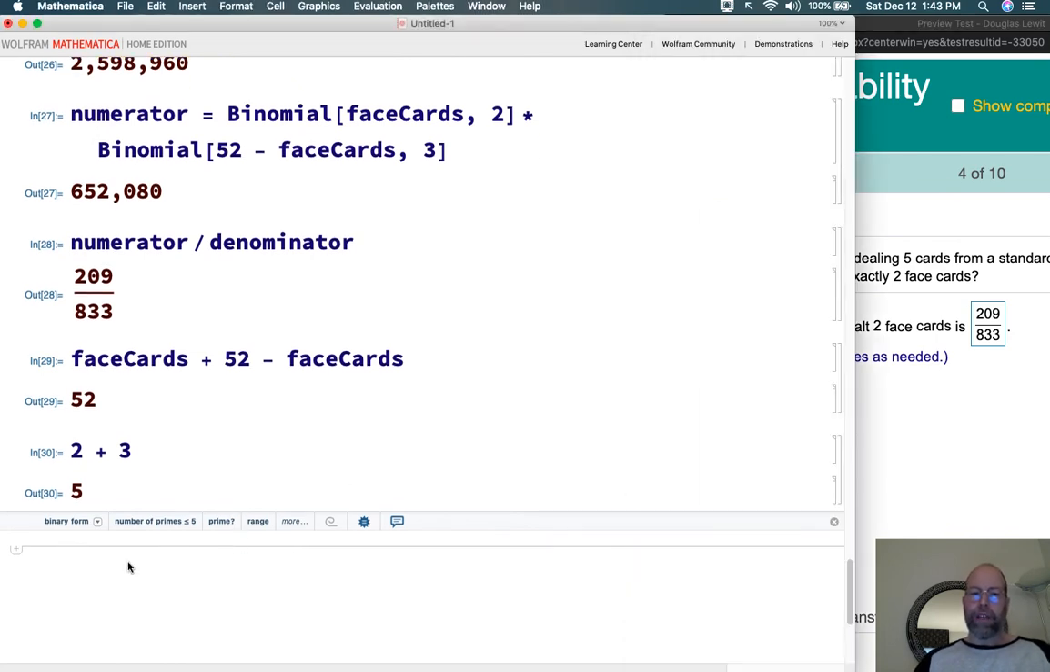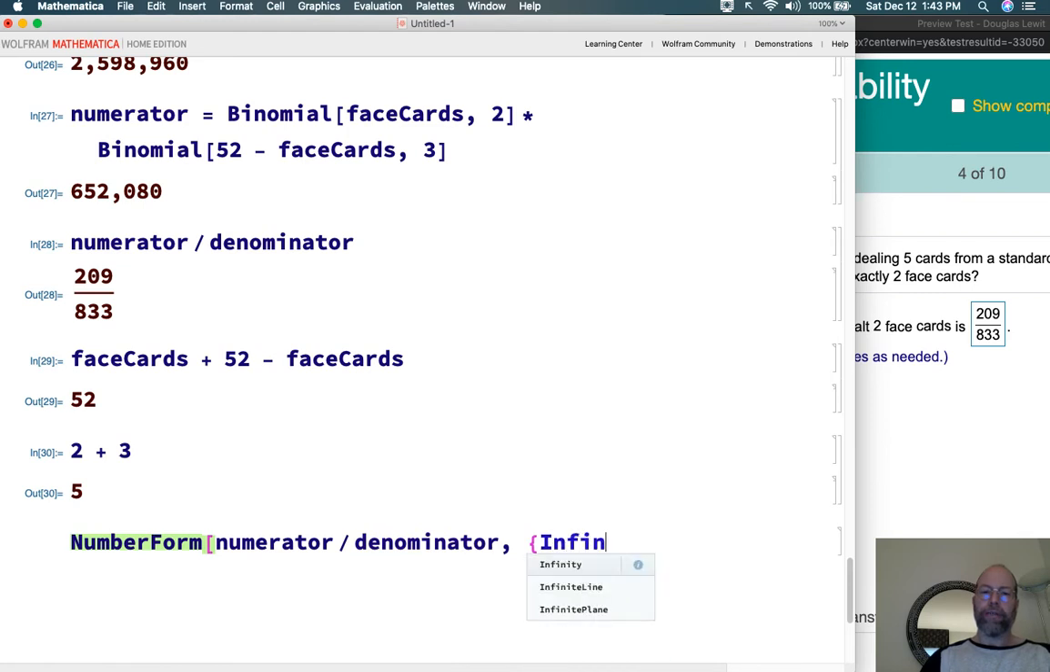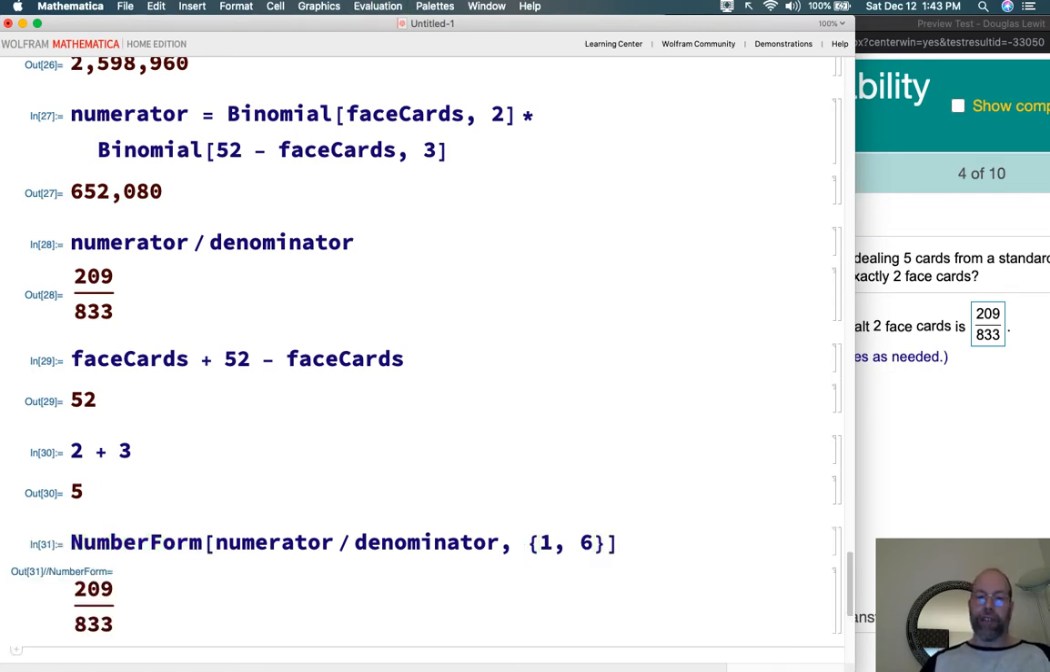Okay, not a problem. So number form, numerator divided by denominator, infinity, and then 6. We want 6 decimal places as needed. Infinity here is a little hard to explain. Infinity simply means that I'm not limiting the number of significant digits in my decimal approximation. I'm using all the digits in my decimal approximation. Or if I want to, I could limit that. I could say, well, I just want one significant digit.